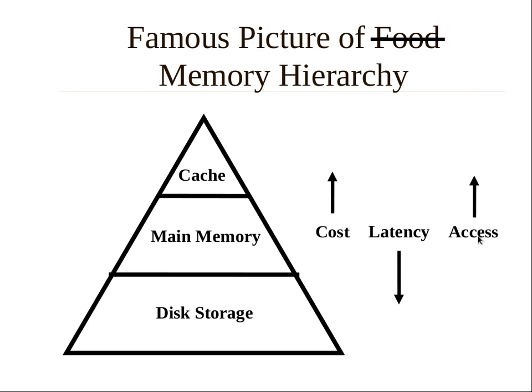So here's again the memory hierarchy. Your cache is usually fast, low cost, fast access, small capacity. And then latency is slower down here, but faster up here.